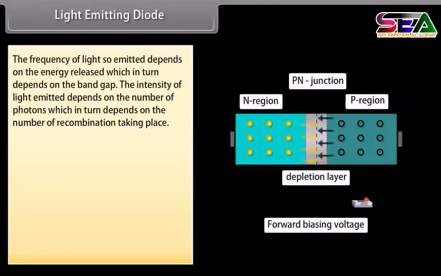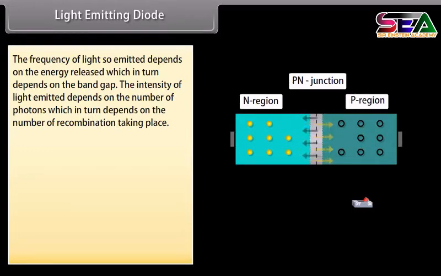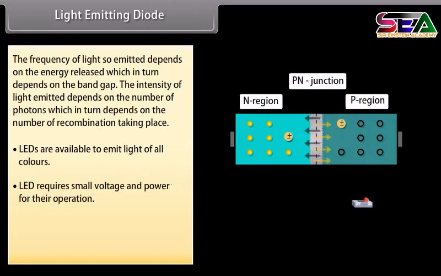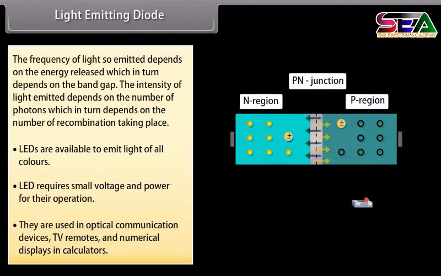The frequency of light so emitted depends on the energy released, which in turn depends on the band gap. The intensity of light emitted depends on the number of photons, which in turn depends on the number of recombinations taking place. LEDs are available to emit light of all colors. An LED requires small voltage and power for its operation. They are used in optical communication devices, TV remotes, and numerical displays in calculators.